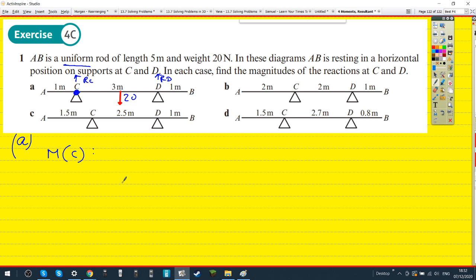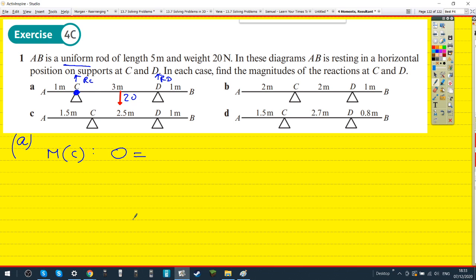And will it also be equal to 0? Yeah. So will it be 1 times C equals 0? We're taking moments about C, so it would be 0 times reaction at C, if you like. So that eliminates the reaction at C. So do I try to move on to D now? Yeah.